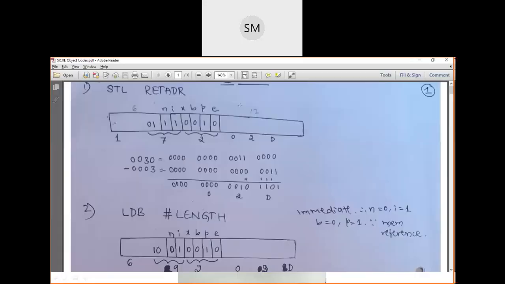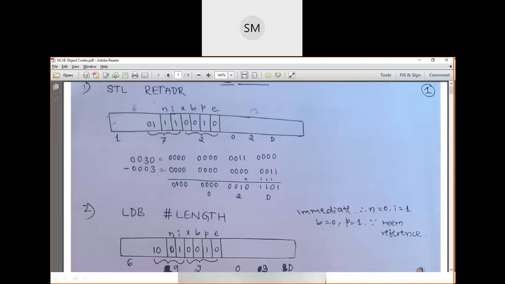Now we are in the instruction STL RETADR, in line number 10. The next instruction is in line number 12, LDB LENGTH. This LDB is at address 0003. So we have to subtract these two, that is 30 minus 3. In your hexadecimal calculator you can do this subtraction. Here I have done it manually also. You can do it with your calculator, no problem.